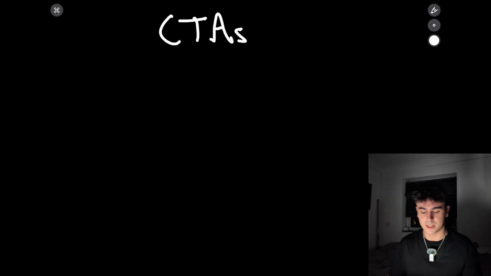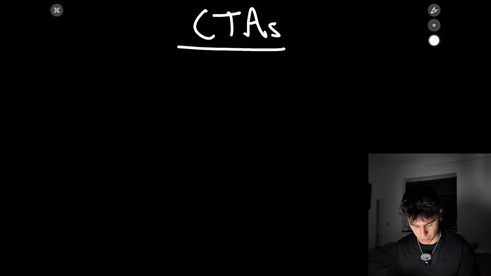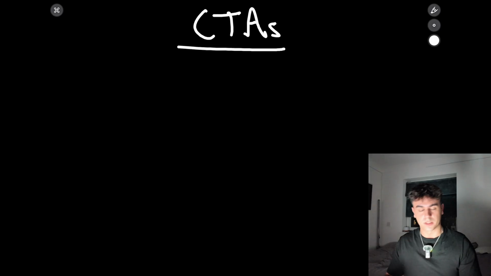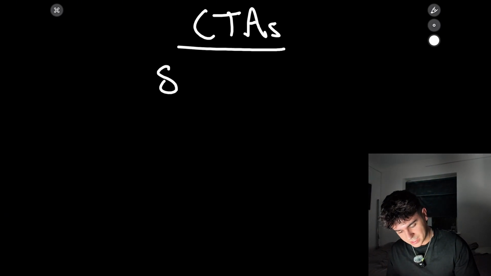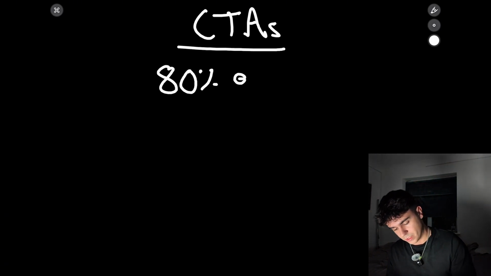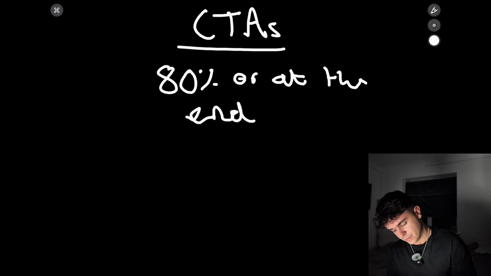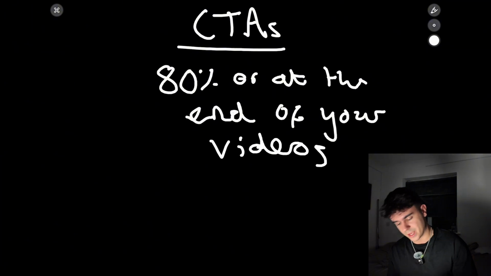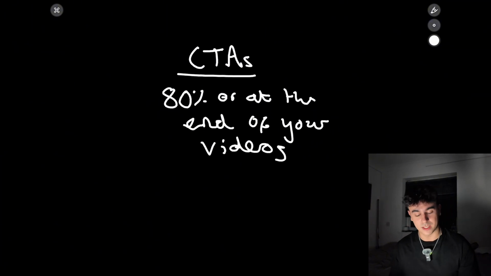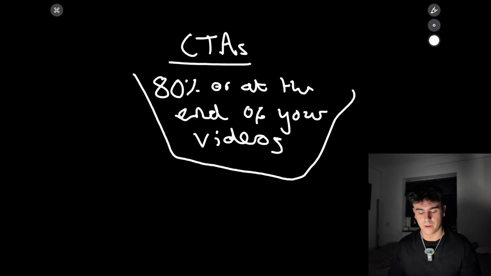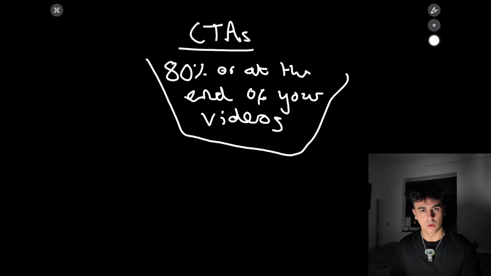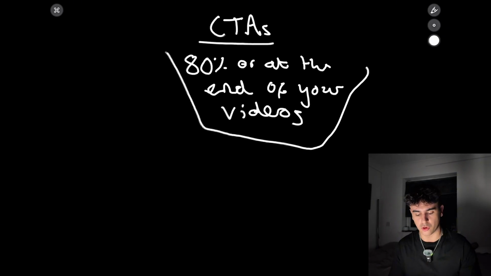CTAs, which I'd say is the second most important part of this whole process. Most of you guys are implementing your CTAs 80% or at the end of your videos. Now, the problem with this, and you can check this in YouTube Studio, is that 80% of people don't make it to the end of your video. 80% of people have already bounced from your video before you've even mentioned what you offer.